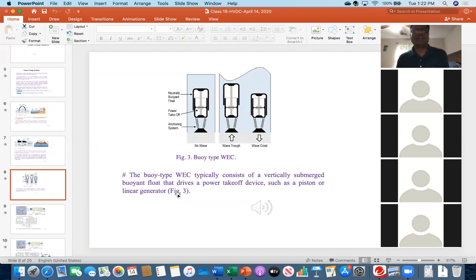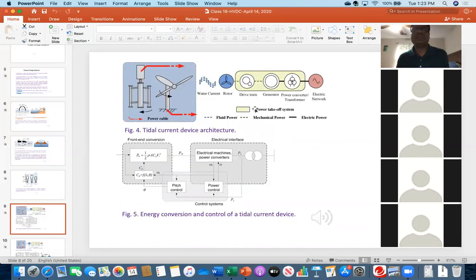So I have written here: the buoy type WEC usually consists of a vertically submerged buoyant float that drives a power takeoff device such as a piston or linear generator. So in that way, this type and the previous turbine type are all capturing the wind energy, the wave energy. Now, moving forward.